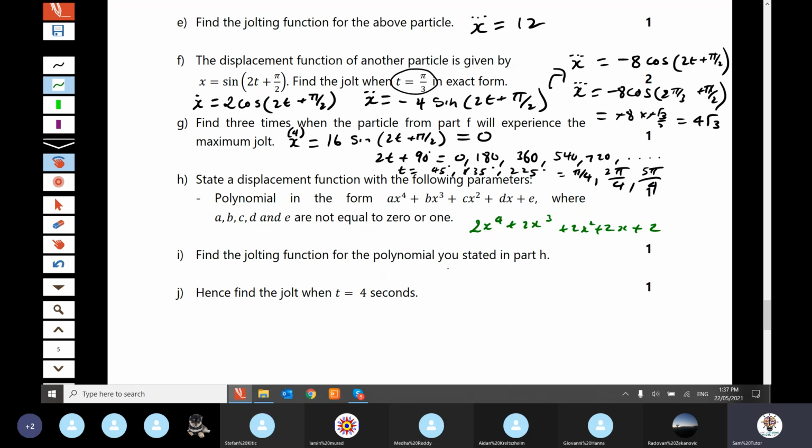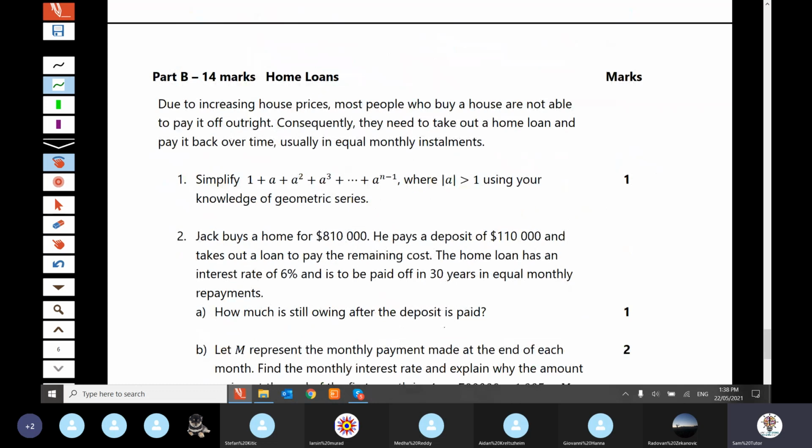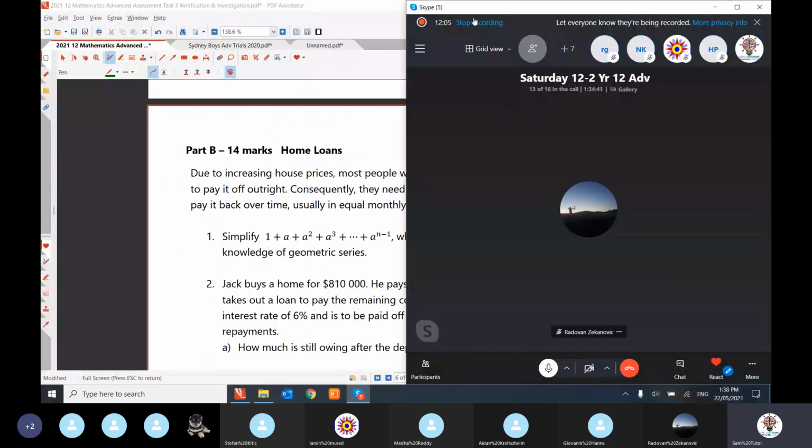So how do we do the jolting function? Yeah, differentiate 3 times. Jolt was 3 times. So y dash, I think we get the idea, and then hence find the jolt when I'm not going to do that. We get that? There you go. Then some series. Let's do that as well, because that'll be good revision for everybody.